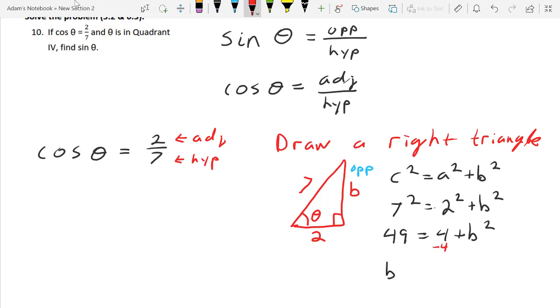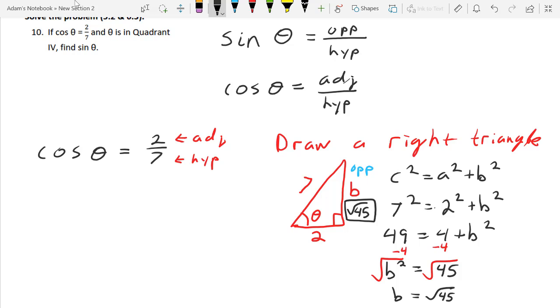Subtract the 4. We'll have b squared is equal to 45. Take the square root. B is equal to square root 45. And so that's the side opposite, square root 45.